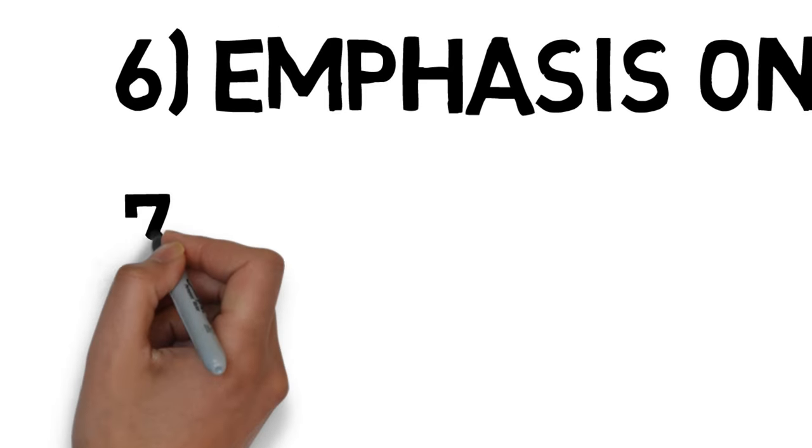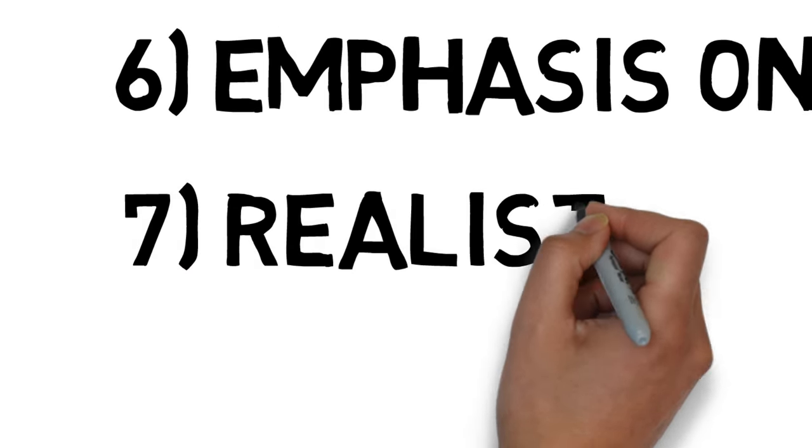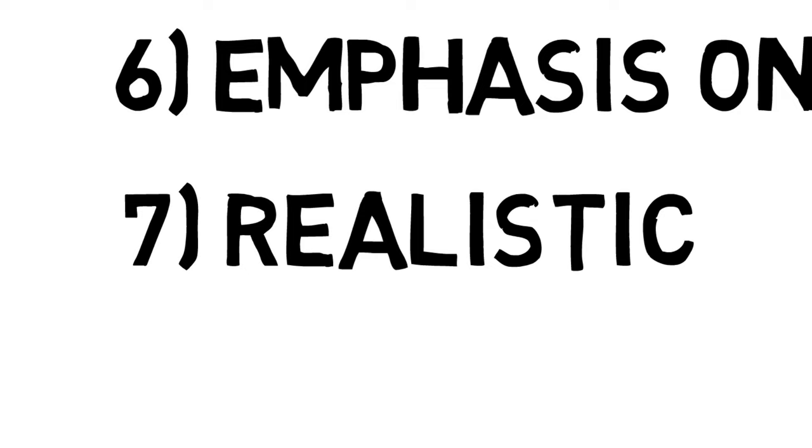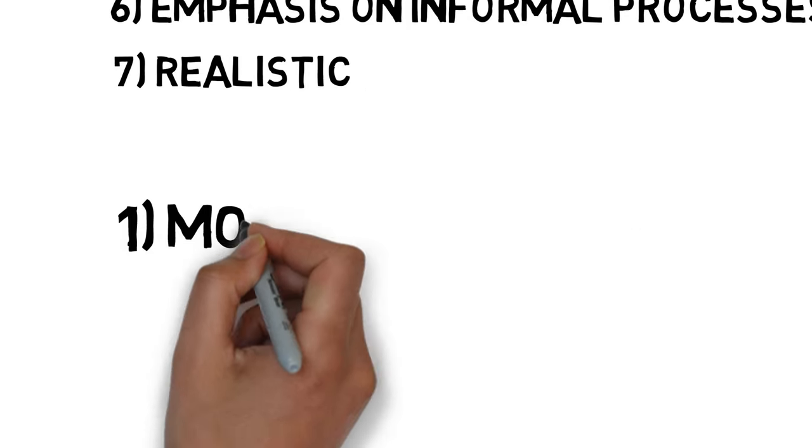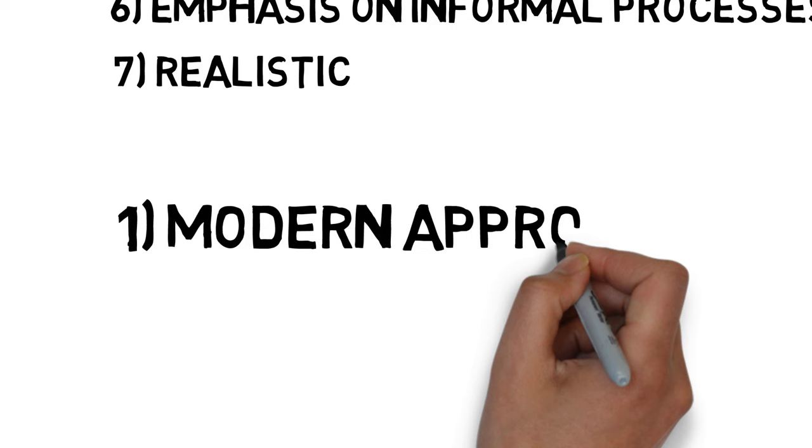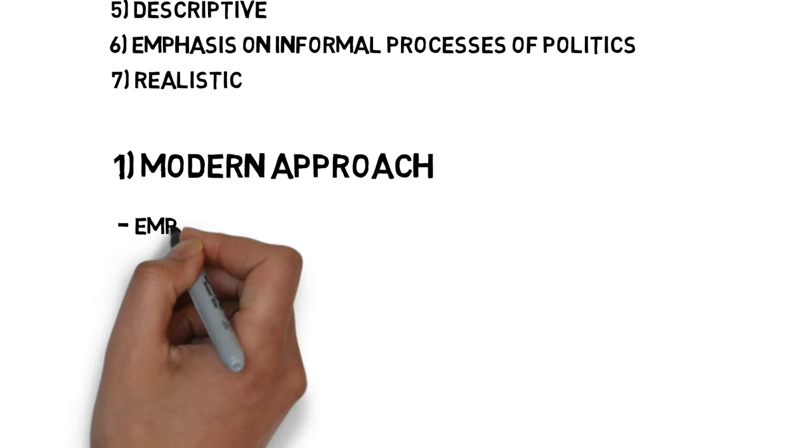And last, empirical approach is also known as realistic approach. So now let us talk about the first feature of empirical theory, which is modern approach.